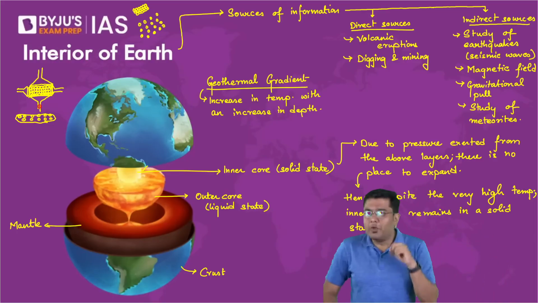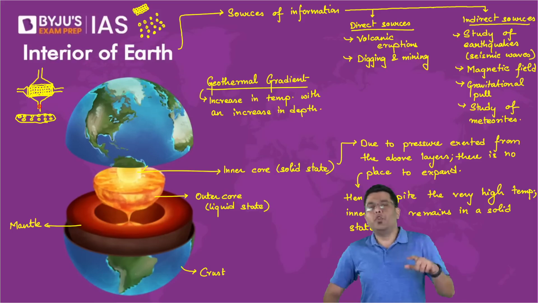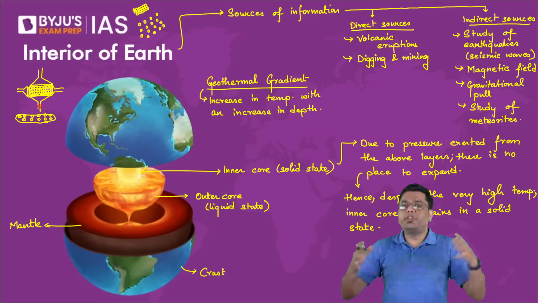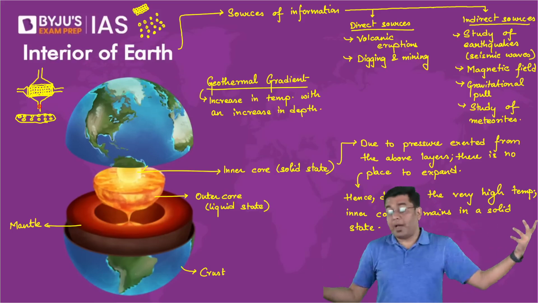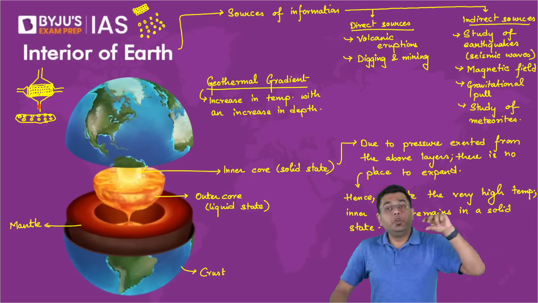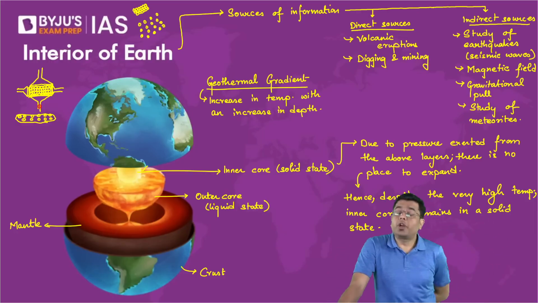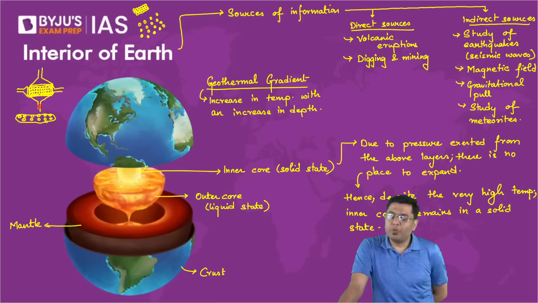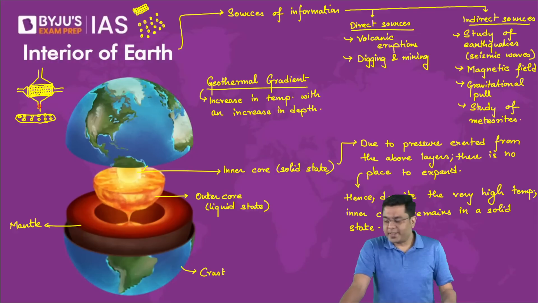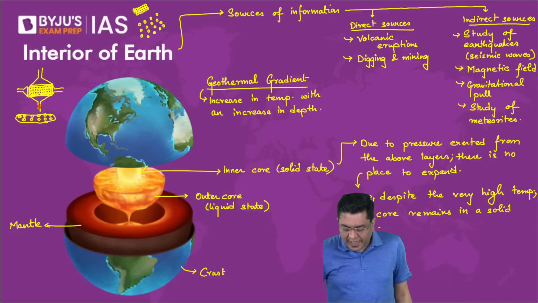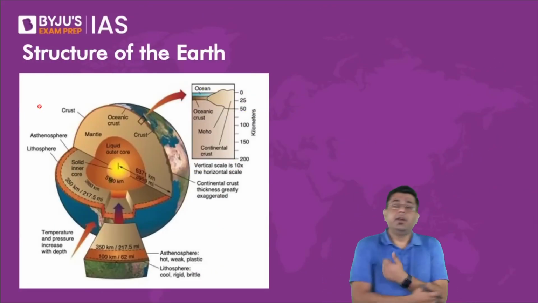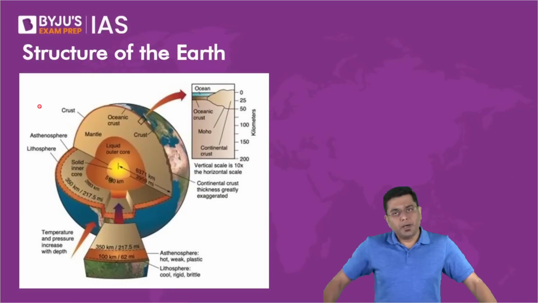Similarly, the inner core is surrounded from all sides by very dense or highly dense materials, in the sense that you don't have space to expand. That is why the inner core continues to stay in the solid state, while the outer core, which faces considerably less pressure, is in liquid state. Now, after that, we move ahead with the structure of the earth.